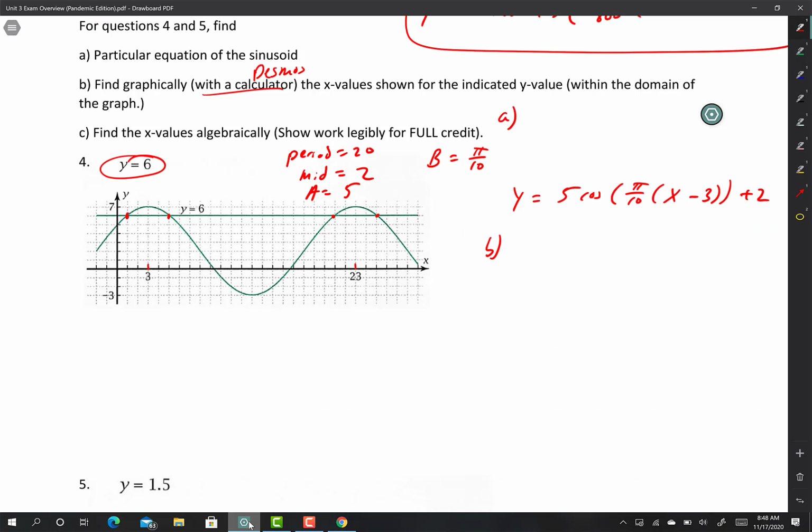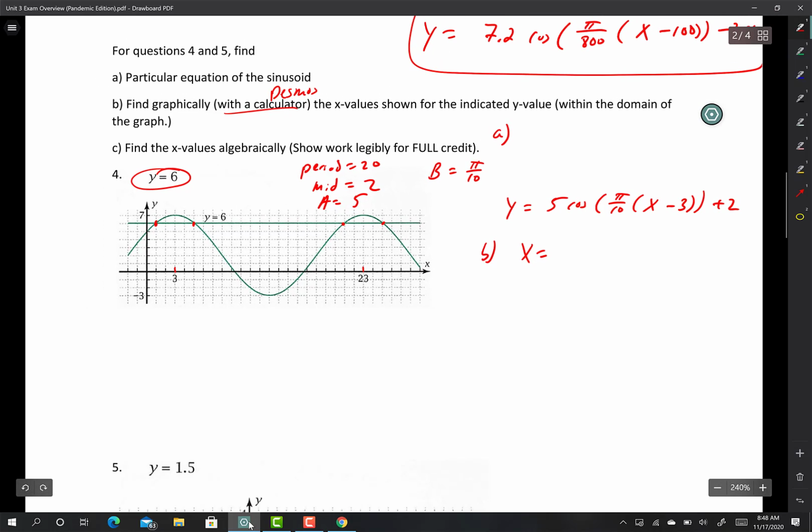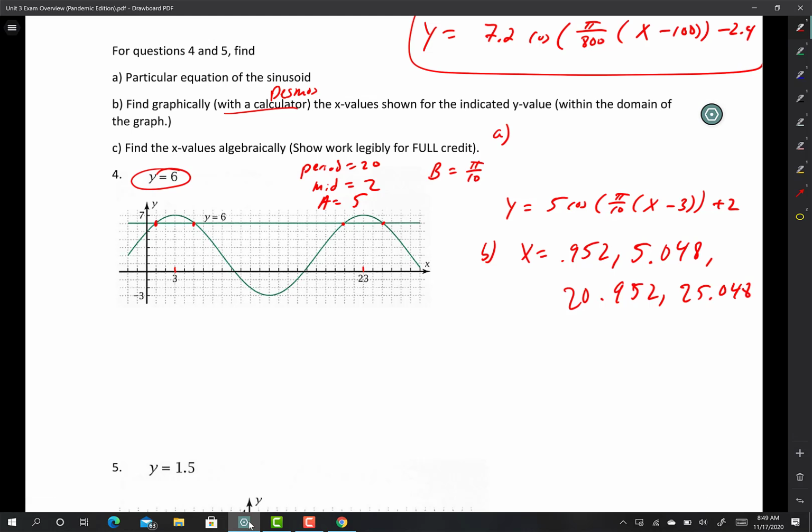So now I'm going to go back. We're having a lot of fun right now. We're going to say x equals 0.952. And then if you want to put them in order, 5.048. And then 20.952. And then 25.048.